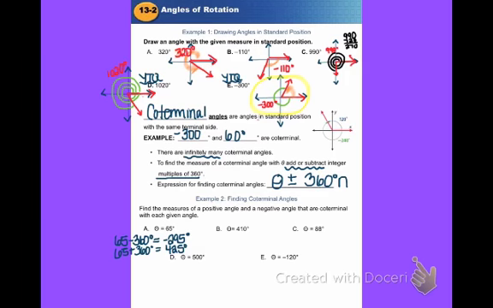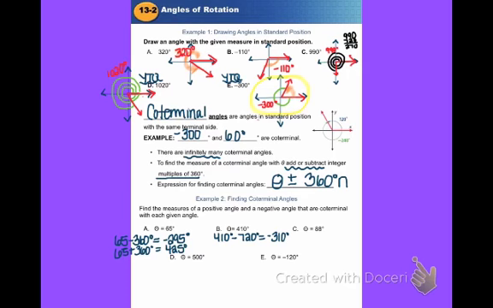So example B, I have 410 degrees. Now if I wanted to get a negative coterminal angle, it's not going to be good enough to just subtract one 360 degrees, because I wouldn't have a negative angle. So instead, I'm going to subtract 360 times 2, or 720 degrees, because that's a multiple of 360. And that turns out to be negative 310 degrees.